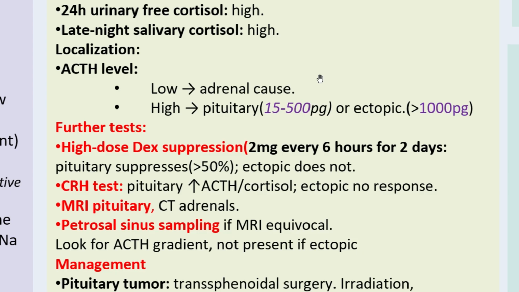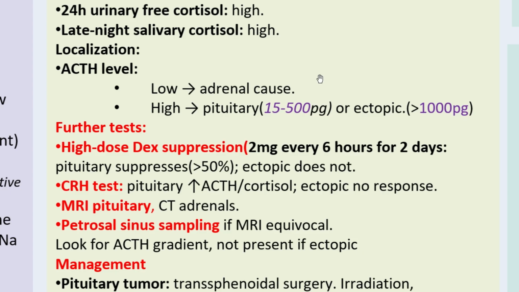So normally if the ACTH is between 15 to 500 picograms, one suspects it is from the pituitary. But if it's greater than 1000, then most of the time this ACTH is coming from an ectopic source. That is a small cell lung cancer. Think about a bronchial adenoma. Think about things like carcinoid syndrome. Then we want to do further tests like the high dose dexamethasone suppression test. These are other tests that can be done.